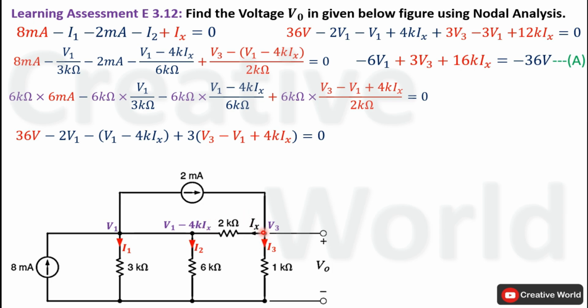Now we will apply Kirchhoff's current law on this node. On this node, one current is entering, 2 milliampere, while two currents are leaving, I3 and Ix.